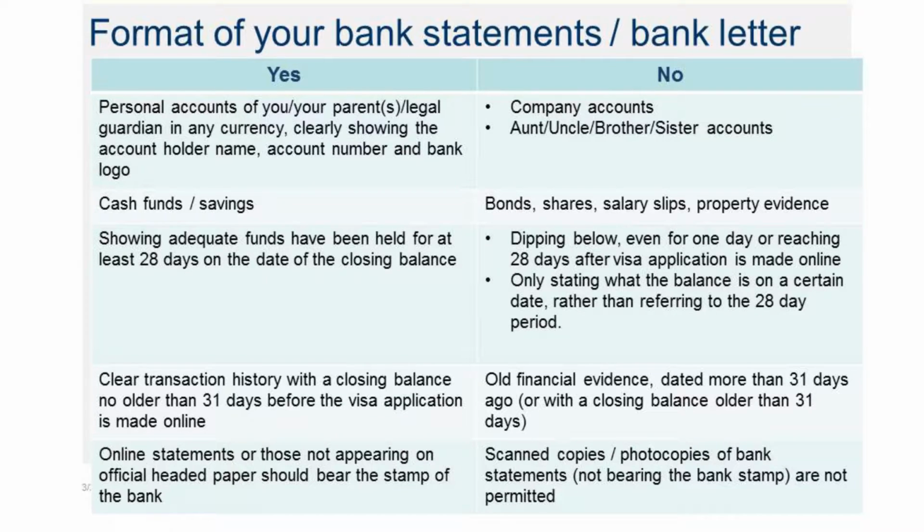If you are using your parents' accounts for your visa application, there are 2 extra documents that you need to provide. You need to provide your birth certificate, or if relevant, it may be an adoption certificate, but a document that confirms your relationship with your parent or legal guardian. You also need a letter from them consenting that their funds can be used for your studies in the UK.